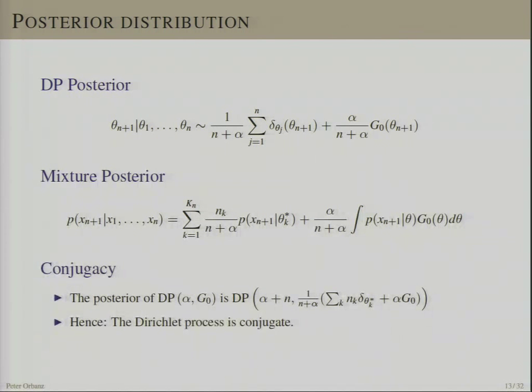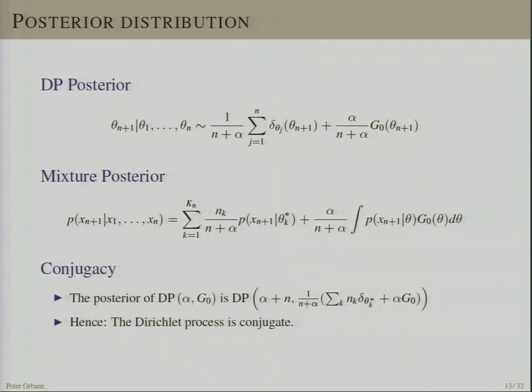There's another form of conjugacy here, and that is the following. If you remember the way I defined conjugacy before, a Bayesian model is conjugate if the posterior distribution is in the same class of models as the prior distribution. If you look at this here, then you see that this is actually a Dirichlet process. I don't expect you to look at this and say, oh, that's a Dirichlet process. I'm telling you, this is a Dirichlet process. So this is a Dirichlet process distribution, and its parameters have changed.